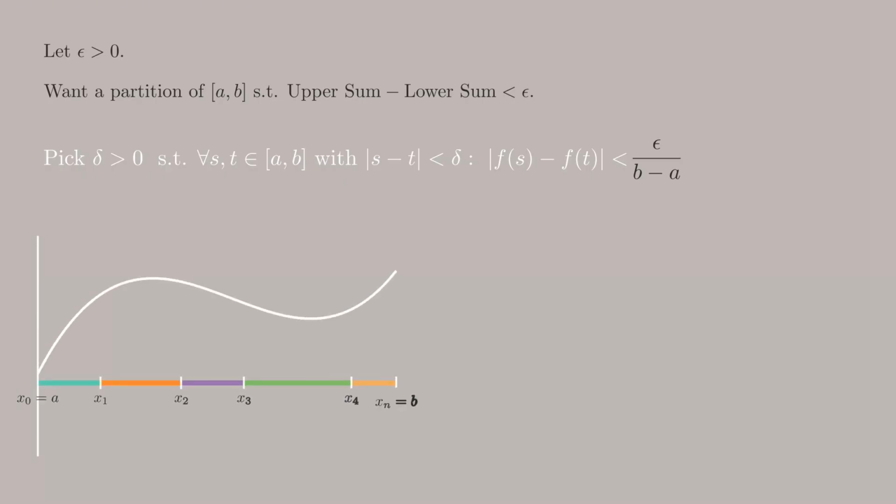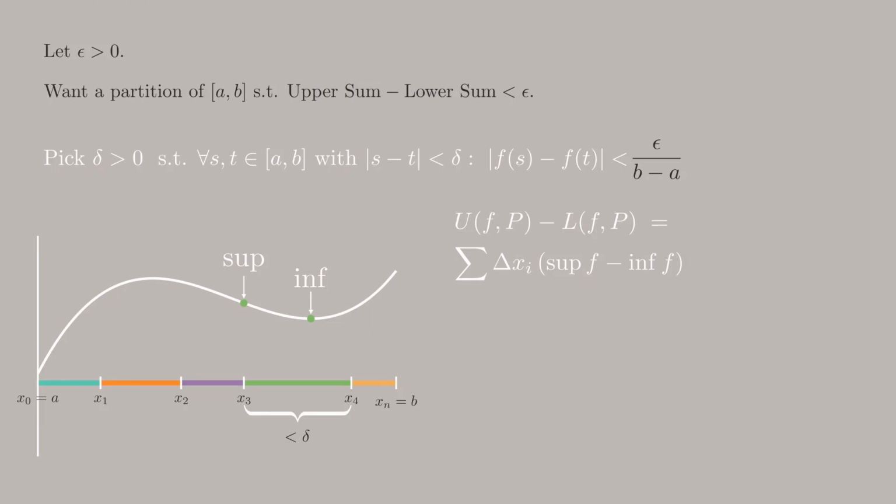Just take any partition of the interval where the longest subinterval is smaller than delta. Now, when we compute the upper sum minus the lower sum, we can just write this as a single sum where each term is the width of the subinterval times the difference between the sup and the inf of the function in that particular subinterval.